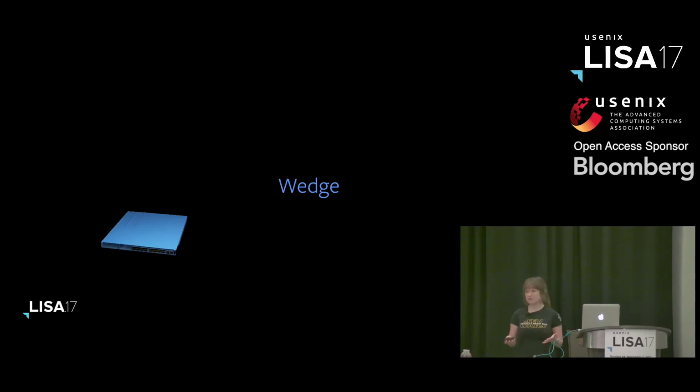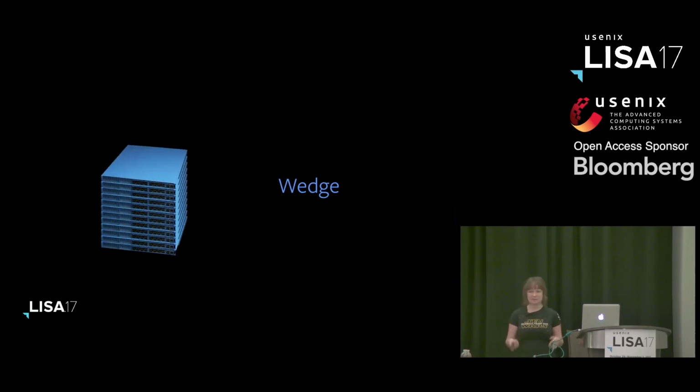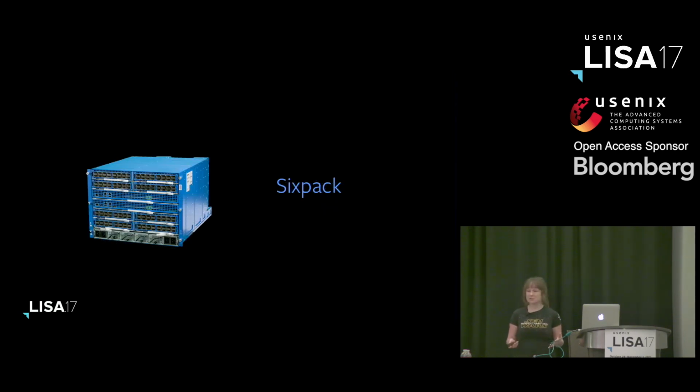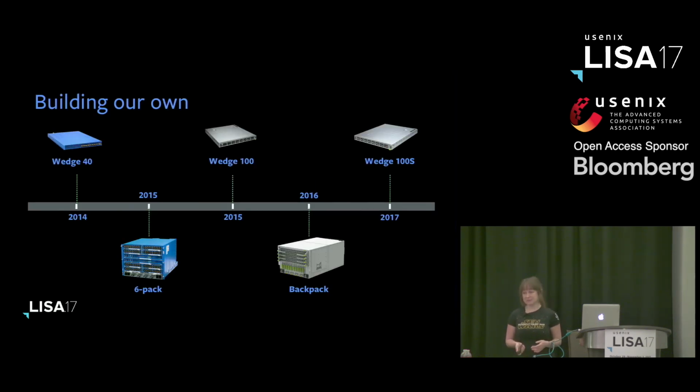Once we were confident in Wedge and had it in production, we decided to tackle the next layer up with disaggregation, of course. So we took 12 Wedges, stacked them together, stuck them into a box, added some wiring, some BGP magic, and our first chassis switch, 6-pack, was born. Since then, we've been pretty busy.